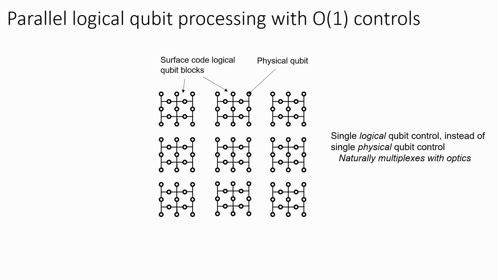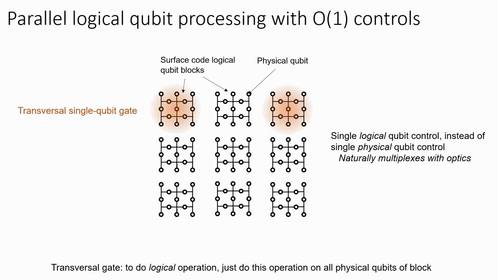For example, if I want to do a logical single qubit gate, it turns out that I don't have to do a unique operation to each individual physical qubit of the block. If I want to do a transversal Clifford gate on my surface code, I can take one big beam, like one big Hadamard beam, and I illuminate this one big qubit with this one big beam. And in this simple parallel step, I can do this single logical qubit operation.